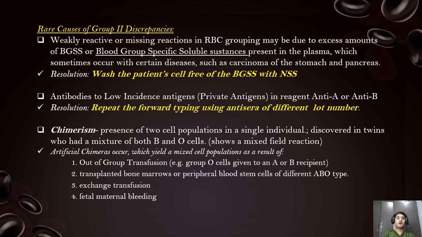So number three is exchange transfusion, which has a similar concept to that of your stem cells. In this procedure, it is also so termed because the red cells of an individual are being replaced by another cell population that will eventually demonstrate two cell populations. And lastly, number four is fetal maternal bleeding.